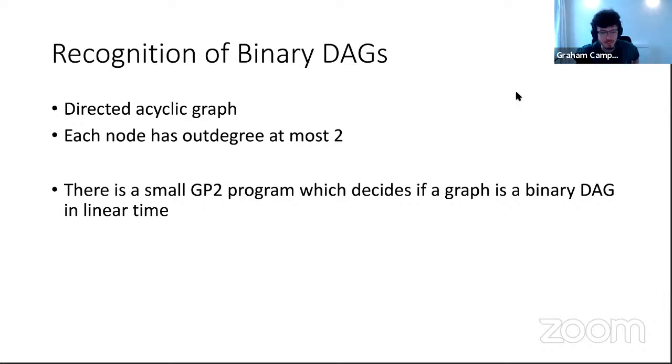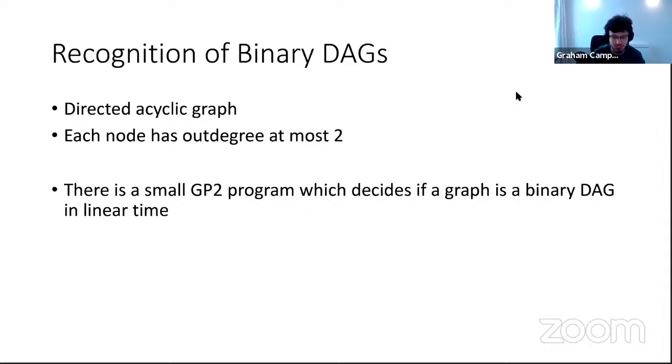Okay, so Detlef showed you cycle recognition. This program is destructive, and I'm going to show you another destructive program for recognizing graphs. This one's a little bit more complicated. This is going to be a program for recognizing binary DAGs. By this I mean a graph that has no directed cycles, and each node has out degree at most 2. This is where the binary part comes from.